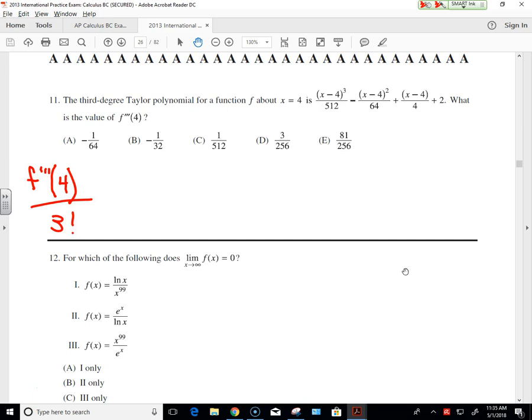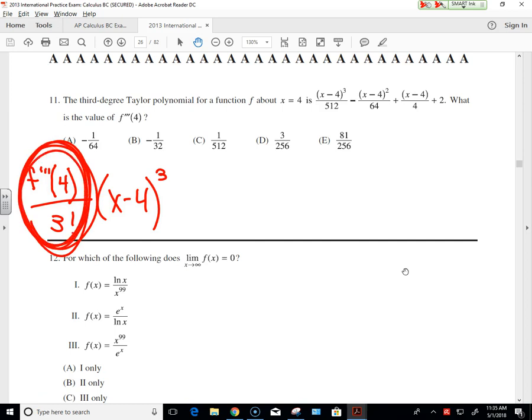The point is find the ones that you made mistakes on. Pause. Gabby, this was your question. Okay. Focus on it, either on what you're doing or on what we're doing. I have written f triple prime of 4 all over 3 factorial. Why? What am I trying to show you? The coefficient and where it came from for the third degree term.